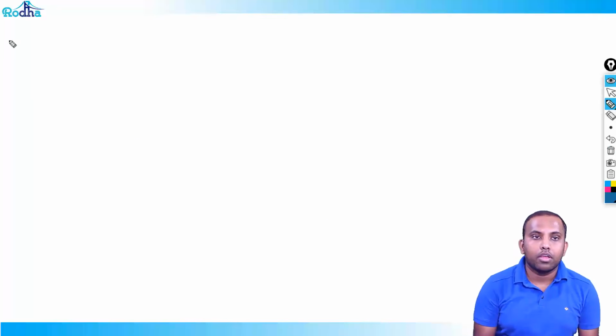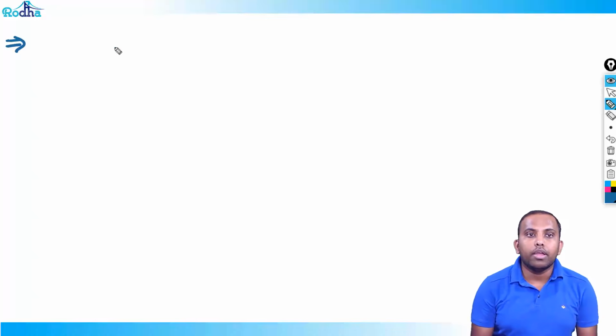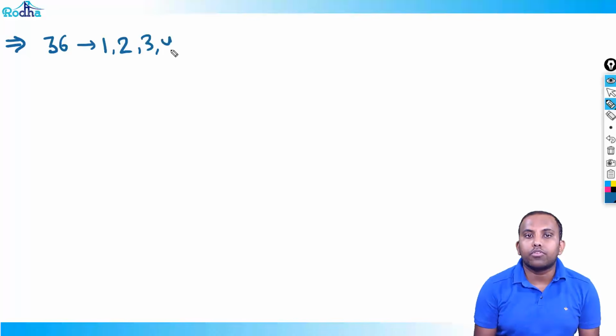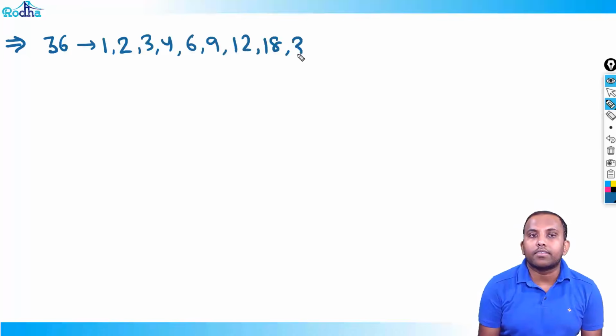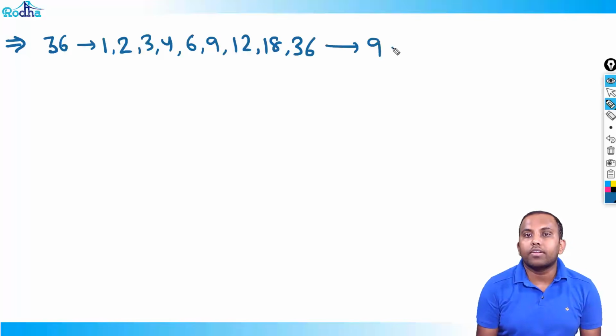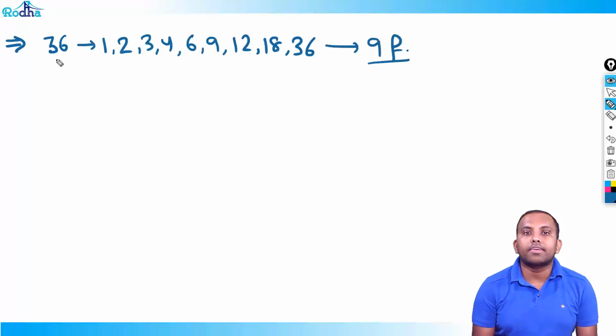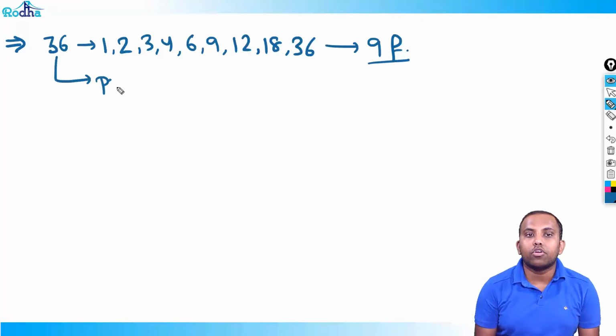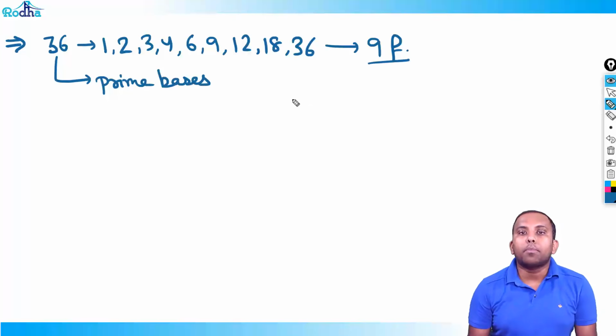Even for numbers like 36 in the previous slide, we know now that 36 has 9 factors: 1, 2, 3, 4, 6, 9, 12, 18 and 36. So we can write this 36 in terms of prime basis. What are the prime basis of 36? Prime basis means you have to write it in terms of prime numbers.